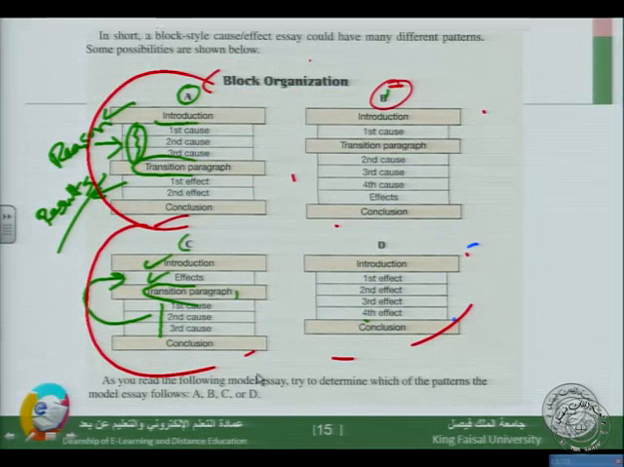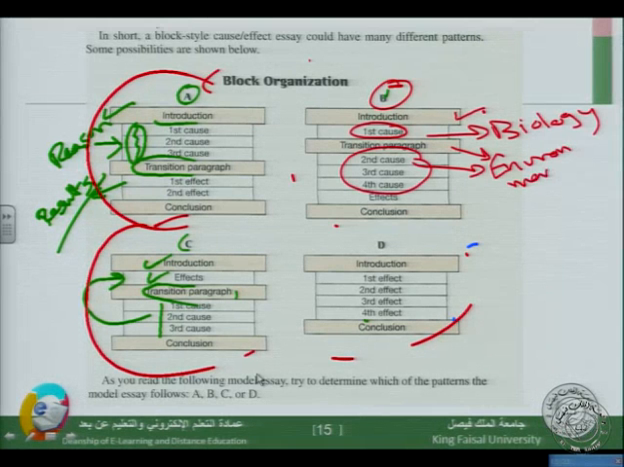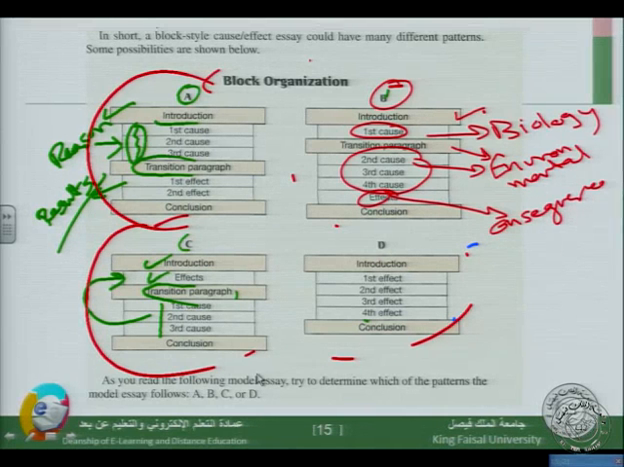لاحظوا هذه الباترن B. في البداية ذكروا في القطعة we have introduction, we have first cause حكى فيها عن البيولوجي، بعدين كان في عندنا transition paragraph، بعدين حكى عن environmental، ومن ثم في النهاية حكى عن consequences اللي هي النتائج.